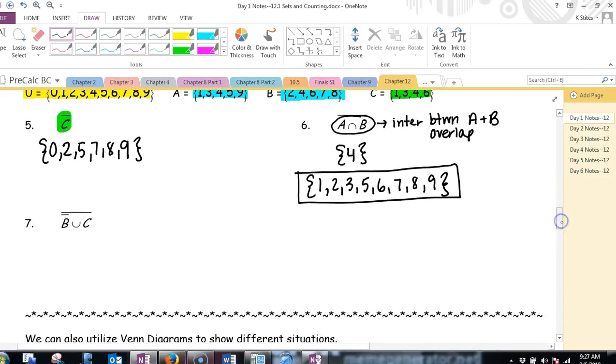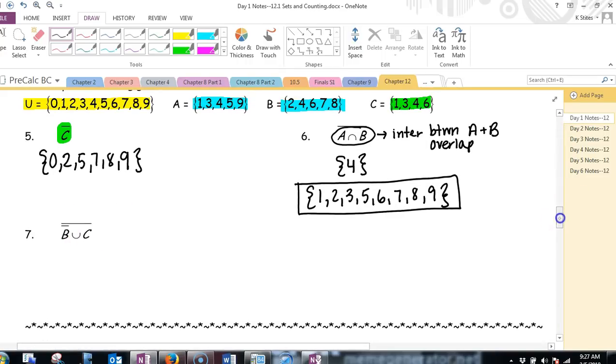All right, be careful with 7 because you've got a lot going on here. We're going to take the complement of the complement of B union C. So start with the complement of B. Complement of B is everything that is missing from set B from the universal set. So you're missing a 0, you're missing a 1, you have 2, you're missing 3, you have 4, you're missing 5, you have 6, 7, 8, you're missing 9. So this is the complement of B.